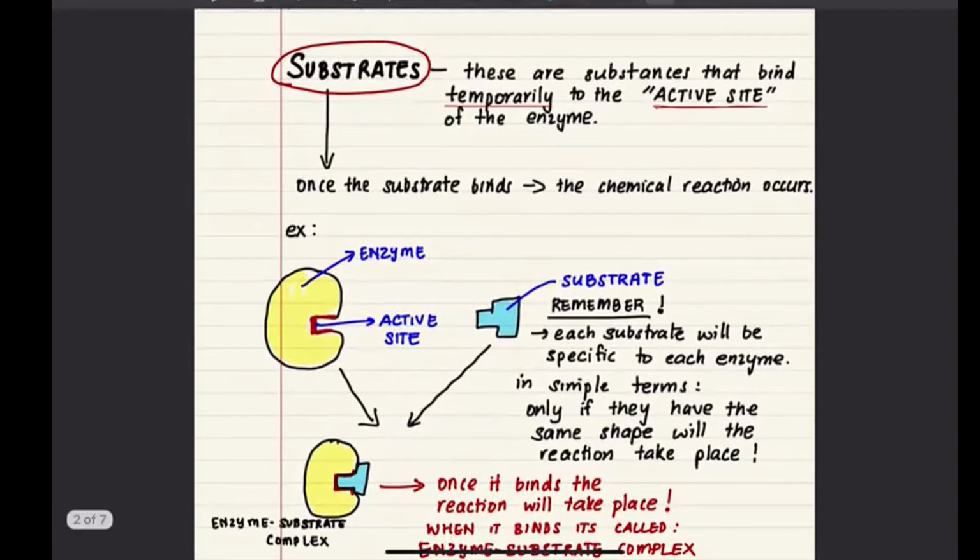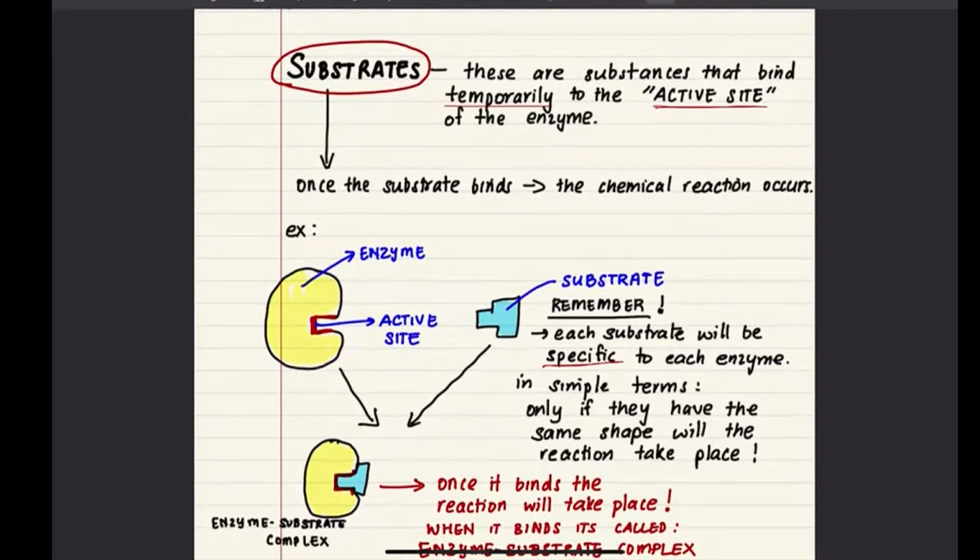So we can say that each substrate is specific. So the key word over here is specific. Only if the substrate has the same shape as the enzyme's active site will it bind. And that is how the reaction takes place.